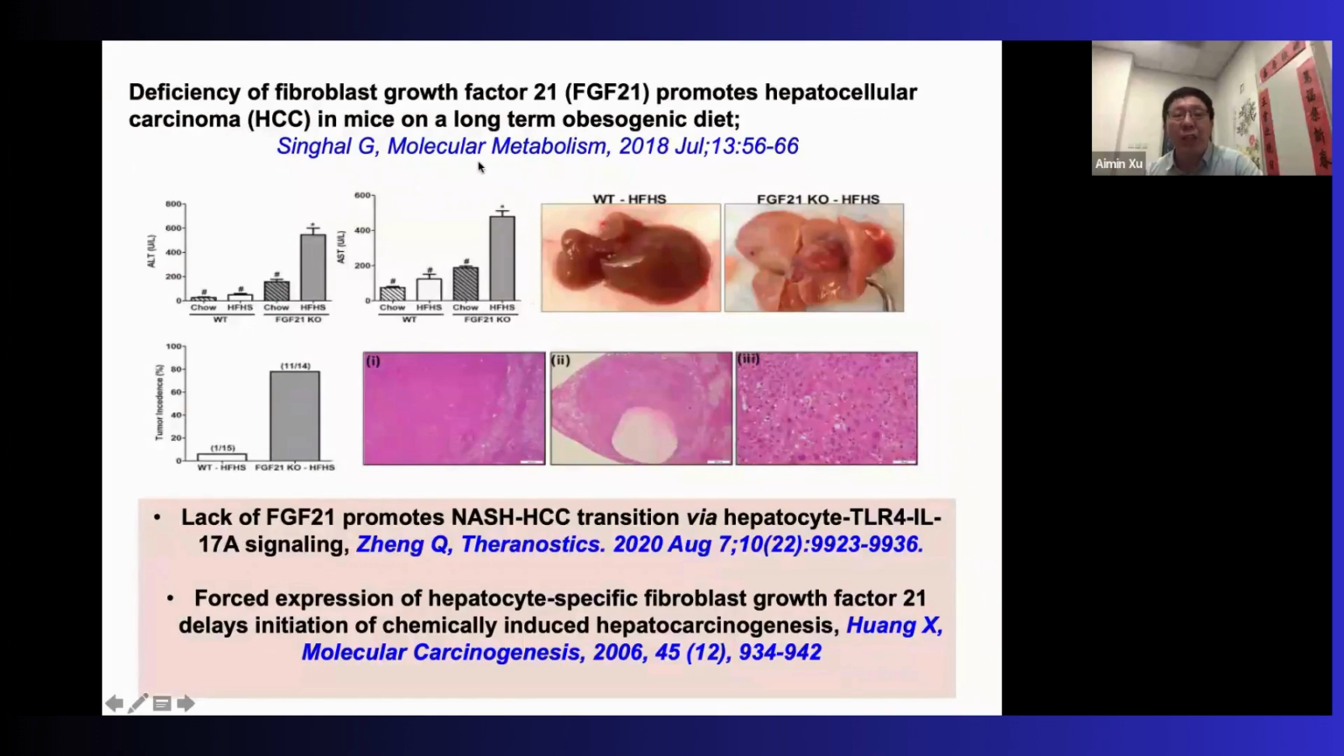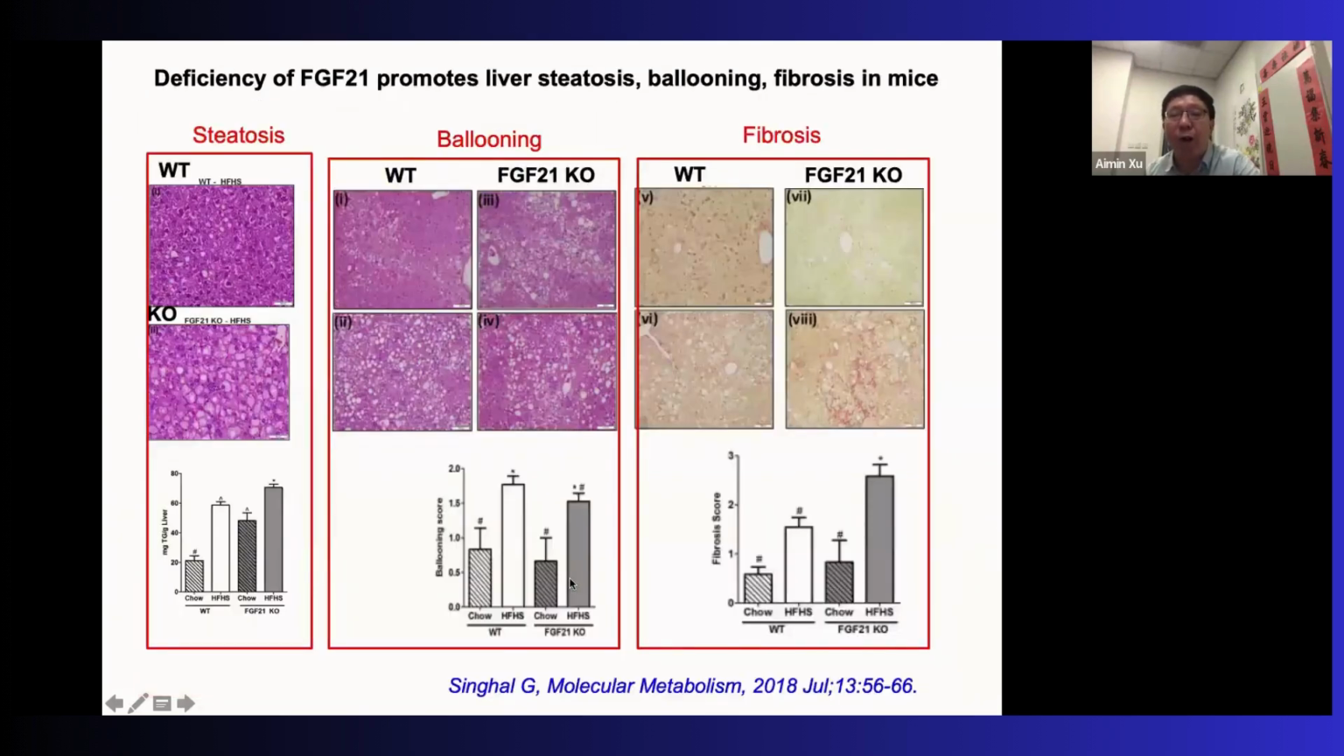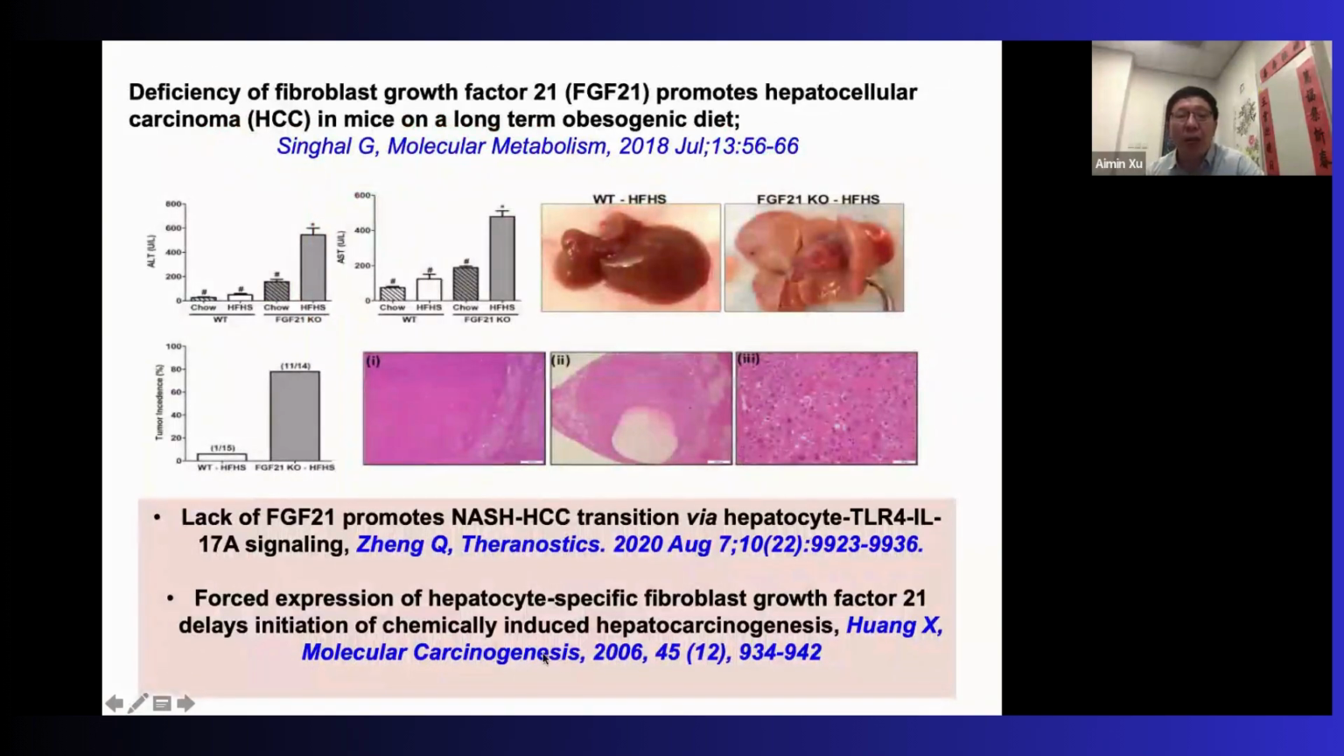This is the first study, published in 2018. They showed that in these knockout mice under a high-fat, high-sucrose diet, after 52 weeks, obvious HCC developed. This also promotes NASH to HCC transition through activation of the interleukin-17A signaling pathway. On the other hand, forced expression of hepatic FGF21 can delay the initiation of chemically induced HCC. So that certainly can also protect against liver cancer.